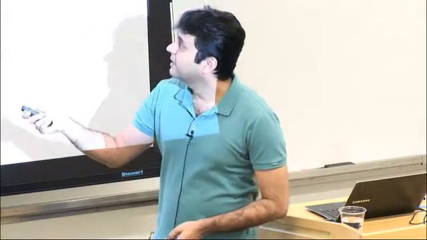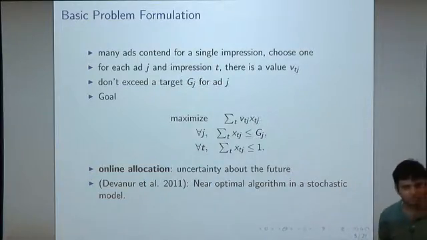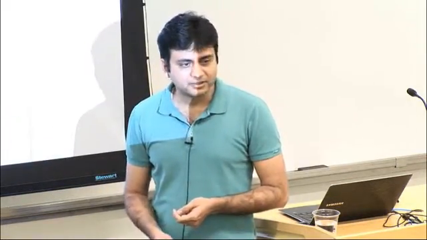So if you assign an ad j to impression t, then you get some value v_tj that depends on this pair. Now you could say, okay, why don't you just assign each impression to the advertisement with the highest value? You don't do that because there are constraints. The constraints are each ad has a target number of impressions, and you don't want to assign more than these many impressions to this advertisement.